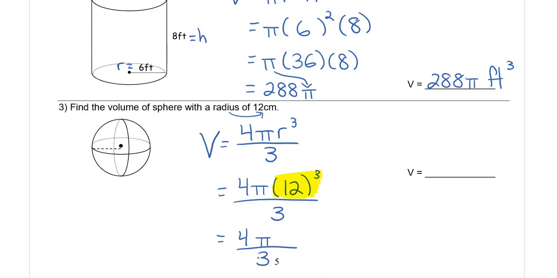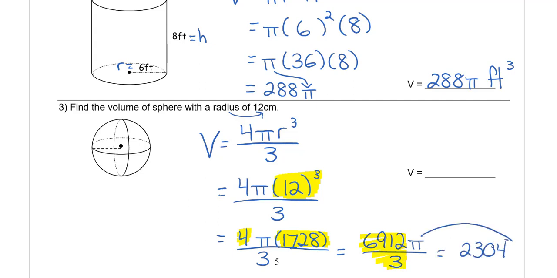12 cubed is 1728. Next, I'm going to multiply the 4 and the 1728. Again, it's going to be a pretty big number here. We get 6912. Don't forget to bring the pi over. Don't forget to bring the divided by 3 over. And last, I'm going to divide the two numbers. 6912 divided by 3. We get 2304. And don't forget about that pi for our volume of the sphere.